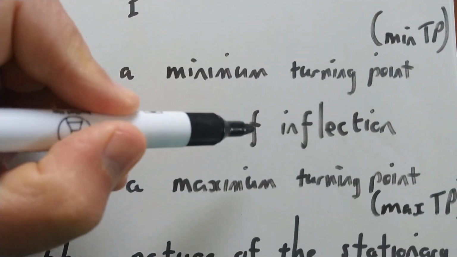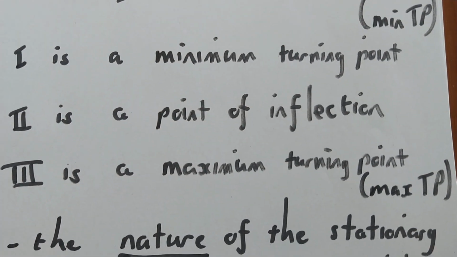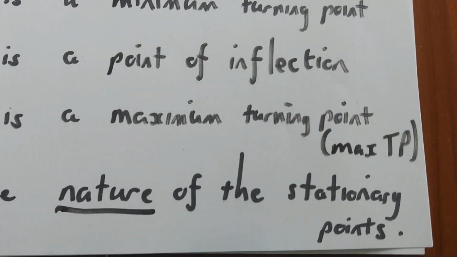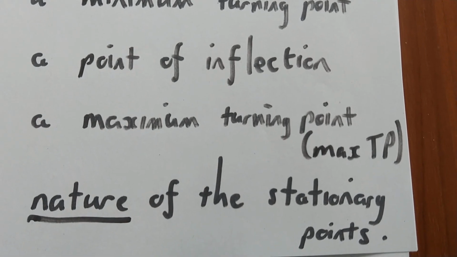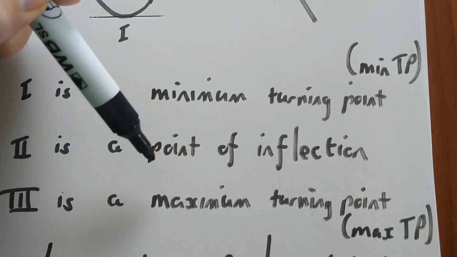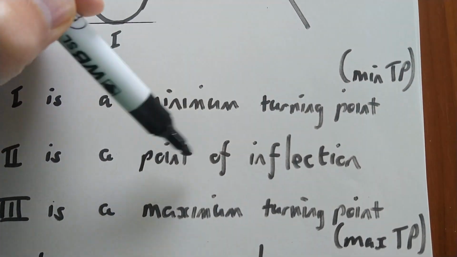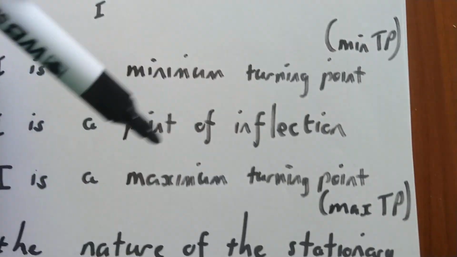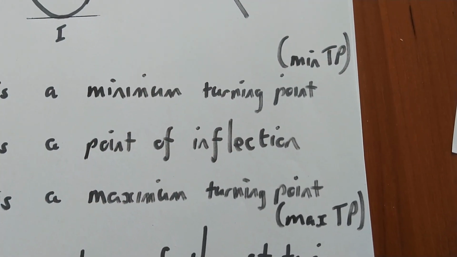These 3 examples are examples of the nature of the stationary point. So if a question asks you, what is the nature of the stationary point? They want you to state either that it's a minimum turning point, that it's a point of inflection. Doesn't matter if you say it's rising or falling, as long as you state it's a point of inflection, or that you state that it's a maximum turning point.